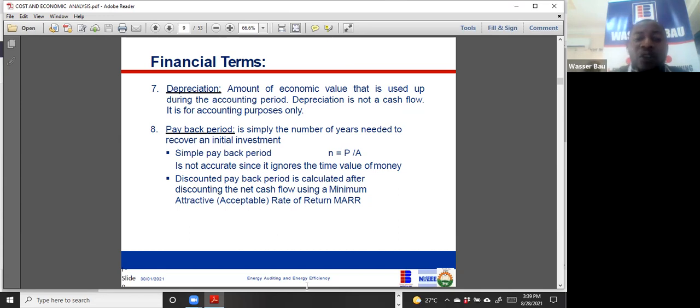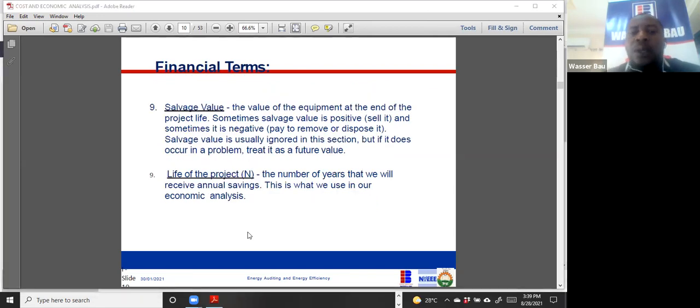That means there must be what we call a discounted payback period. And that discounted payback period simply means we have incorporated the concept of the time value of money. It means we have discounted it. We have calculated it after discounting the cash flows using the minimum attractive or acceptable rate of return. In other words, discounted payback period is a better economic indicator than a simple payback period.